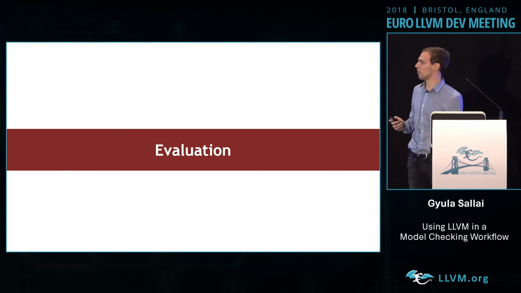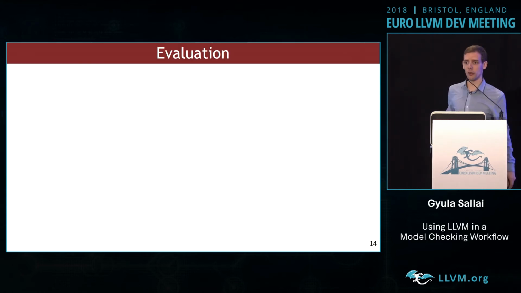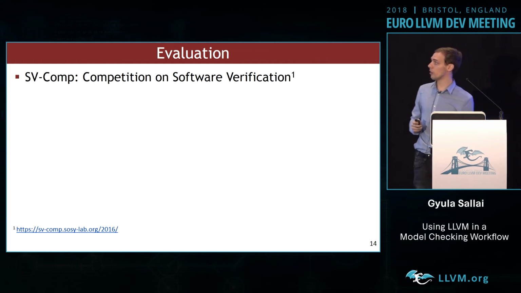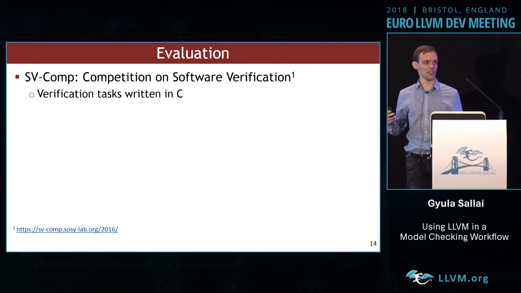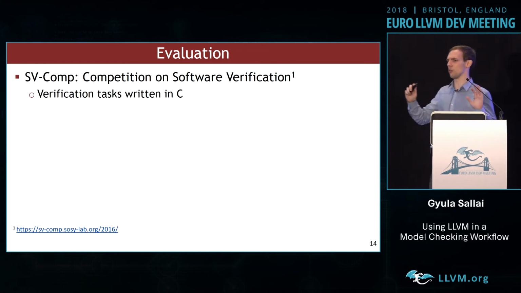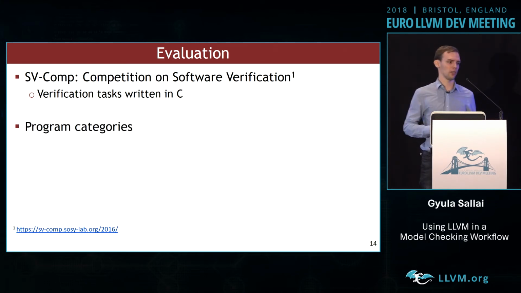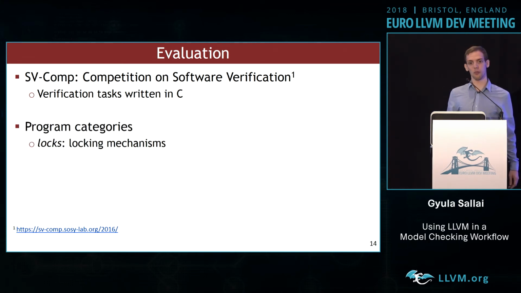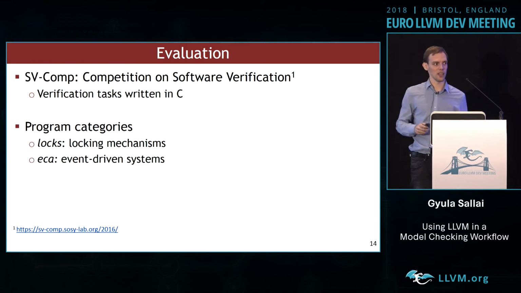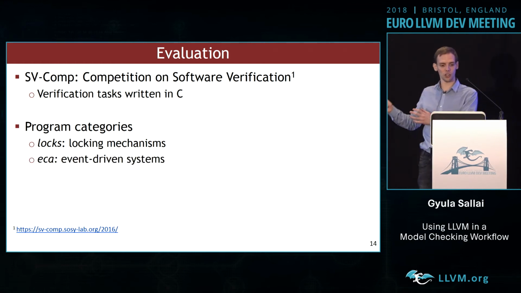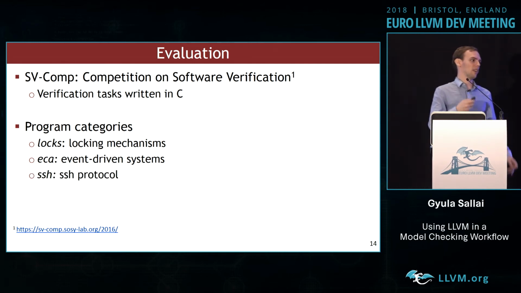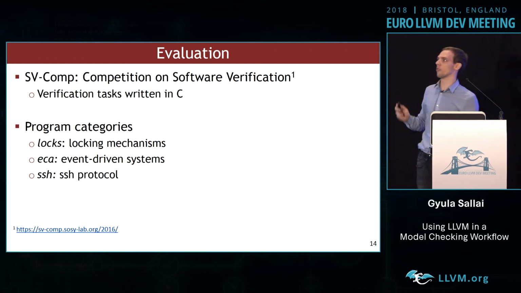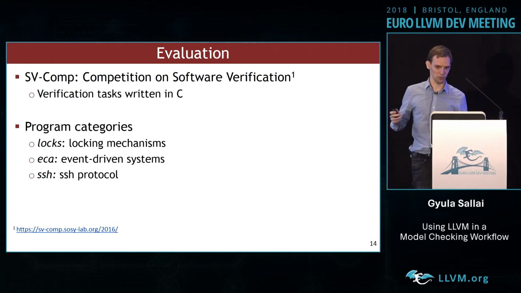For evaluation reasons, what did we use to evaluate our workflow? Well, we used the task suite of the competition on software verification, which contains verification tasks written in C, and it has several program categories. Currently, we are only focusing on three of them. Locks, which describes simple locking mechanisms. ECA, as in event condition action. This describes larger event-driven systems. And SSH, which contains simplified parts of SSH protocol implementations.